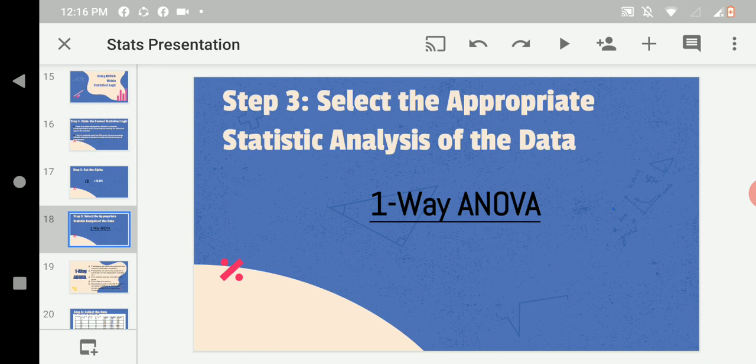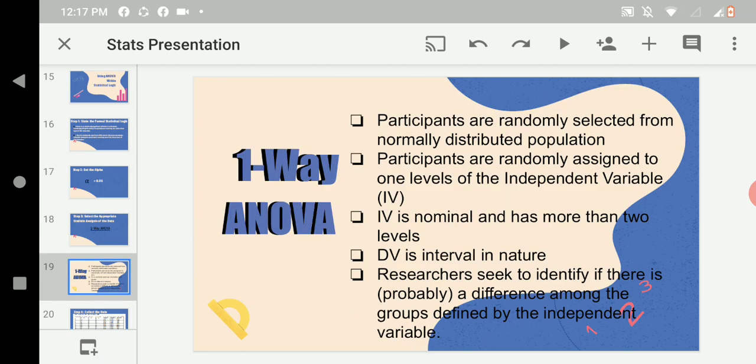Next, we have to select the appropriate statistical analysis of data. However, before we conclude that we really need to use one-way ANOVA, there are assumptions or conditions that we need to check first. The participants are randomly selected from a normally distributed population. So, if they are randomly selected, check that.